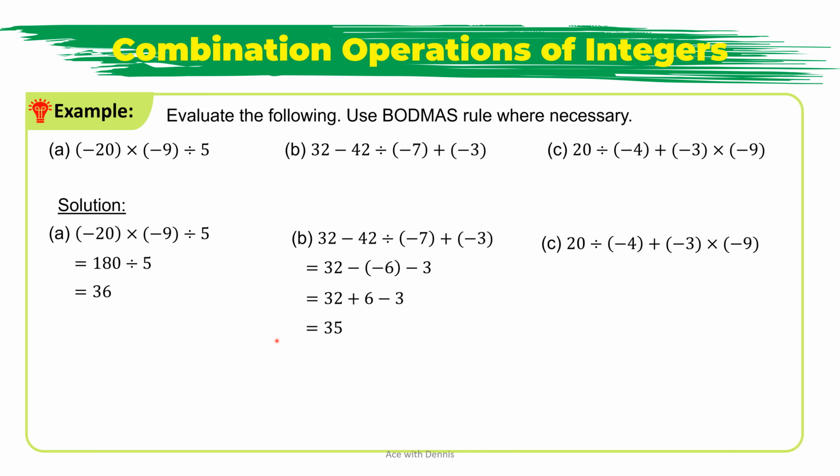For C, 20 divided by -4 plus -3 times -9. Again, following the BODMAS rule, there is no bracket, which is a small simple bracket here. The order, there is no order. We will start with the division and the multiplication. 20 divided by -4, we get -5. -3 times -9, we get positive 27. So the result is -5 plus 27, and the answer is 22.